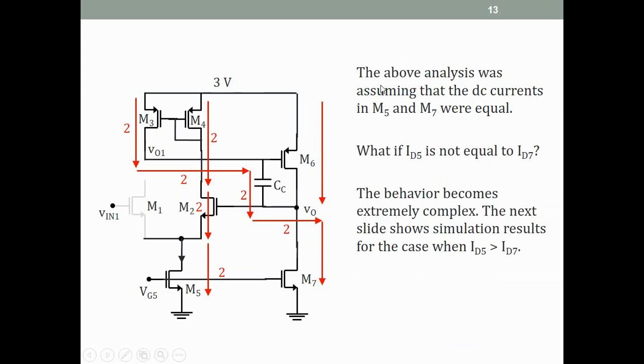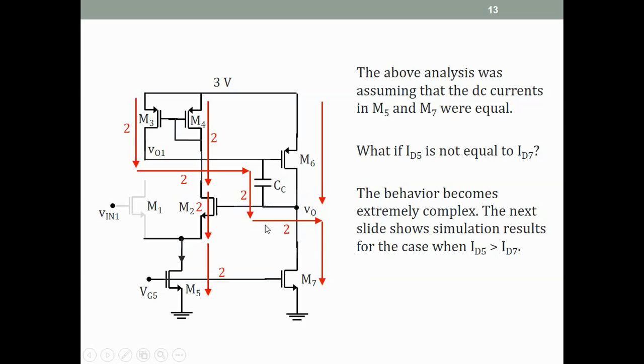Now let us ask one more question. When we did this analysis, we assumed that this current is 2 milliamps, and this current is also 2 milliamps. Roughly speaking, what happens if this current is not equal to this current? Then the analysis is much more complicated, so we will not discuss it. I'm just going to show one SPICE result for the case when ID5 is greater than ID7.